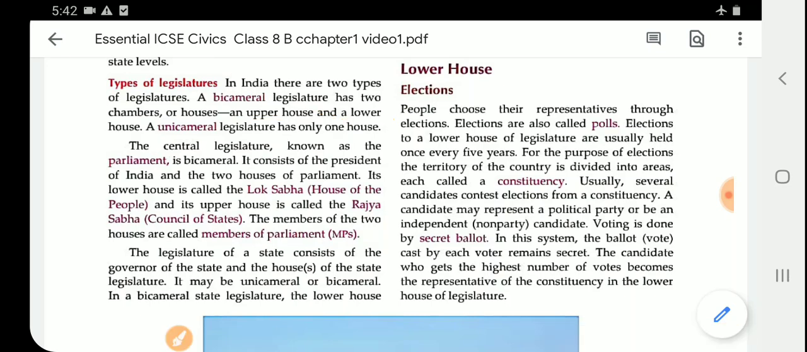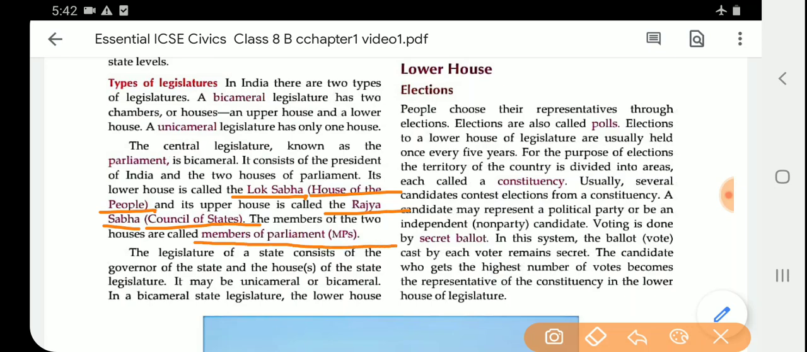Now, the central legislature, also known as the Parliament, is bicameral. It consists of the President of India and two houses of Parliament. Its lower house is called Lok Sabha, that means the House of the People, and its upper house is called Rajya Sabha, that is the Council of States. The members of the two houses are called Members of Parliament, that is MPs.